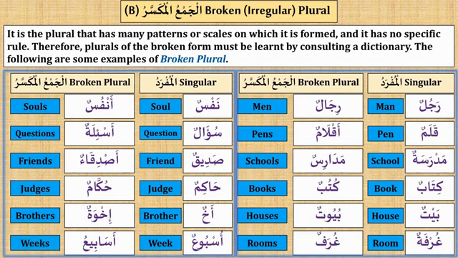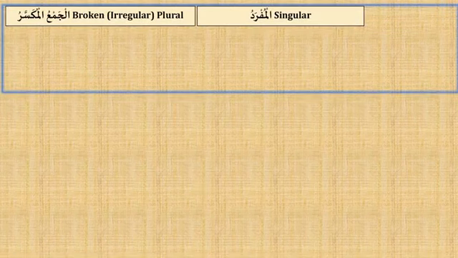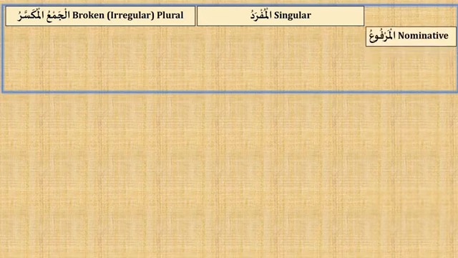As we see, there are many ways of plural in Arabic. There are more, but these are the most used forms of broken plural. We need to learn by consulting a dictionary. Now let's use them in a sentence. Singular and broken plural. The first case, المرفوع nominative case.